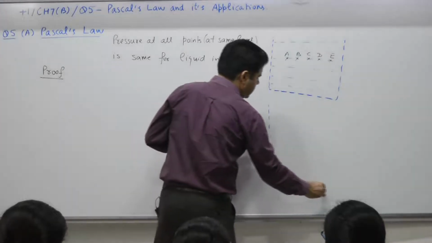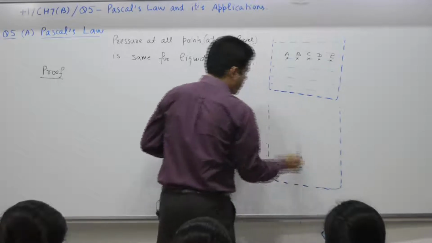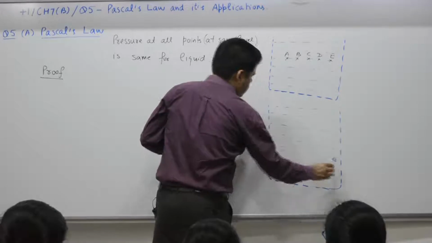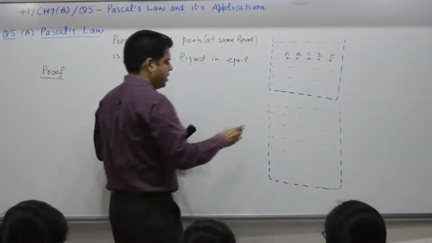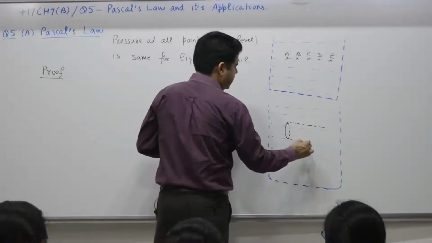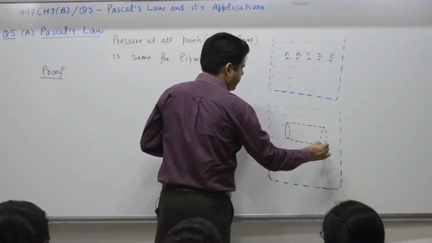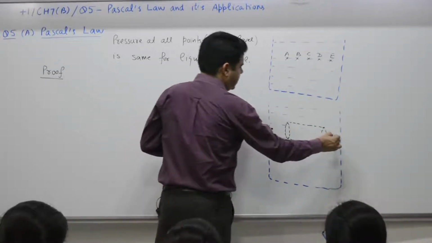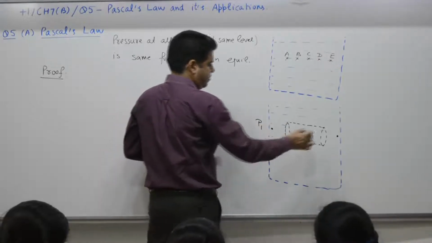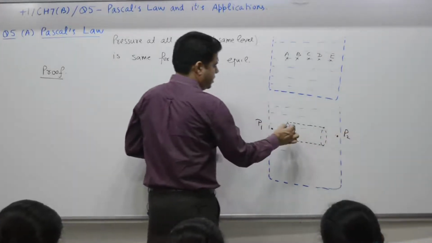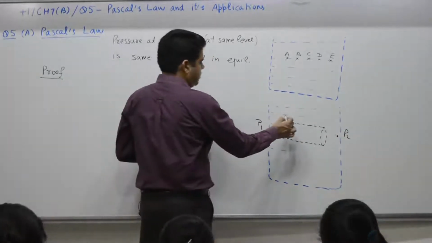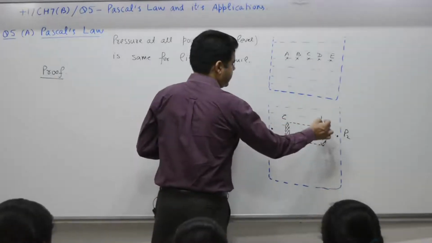Again a container, liquid, imaginary cylinder. Cylinder of what? Water. Inside what? Water. This is point 1, this is point 2. These 2 points are at same level. Suppose pressure at this is P1, pressure at this point is P2. This face is what? Yes, C, face C. And this one is face D.